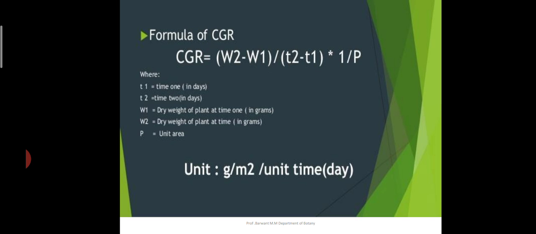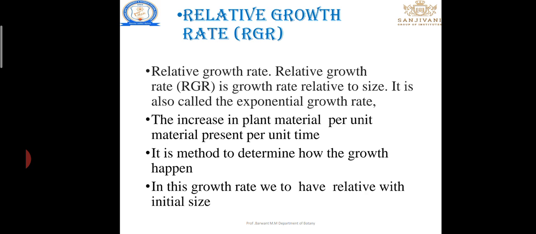Let's see CGR. The formula is the same. The only difference is that it is divided by the unit ground area. Next, relative growth rate, which we will see in the next lecture.